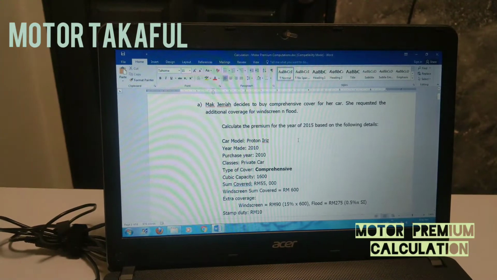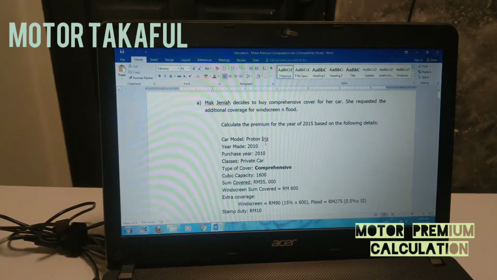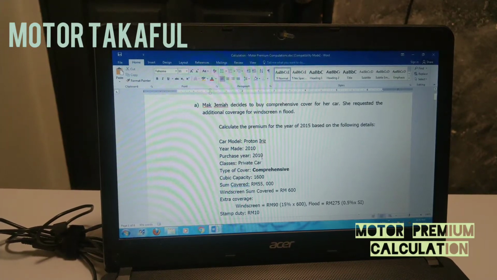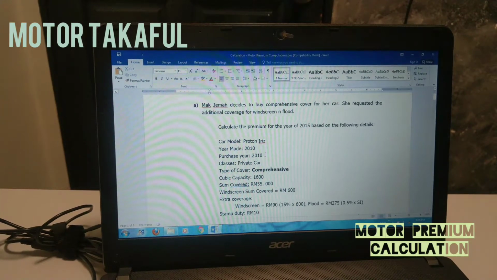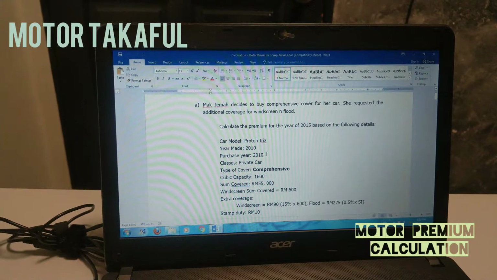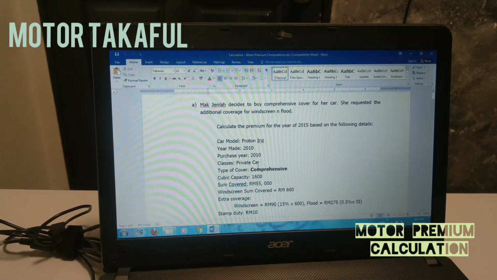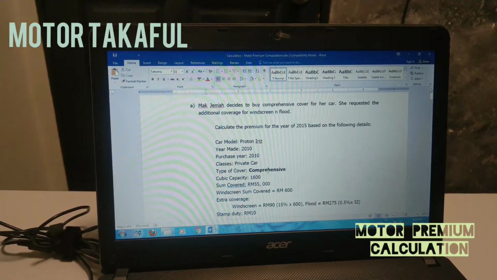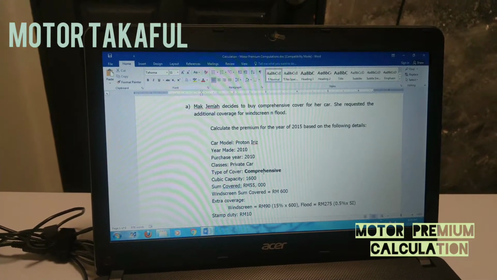The car model is Proton Iris, so Mak Jemah is driving a Proton Iris. Year made 2010, purchase year 2010. You may highlight the purchase year because this purchase year will reflect the CC of the car when we are going to calculate the motor premium. Class of vehicle is private car. Type of cover, comprehensive. For your syllabus, I am only looking at the comprehensive cover.